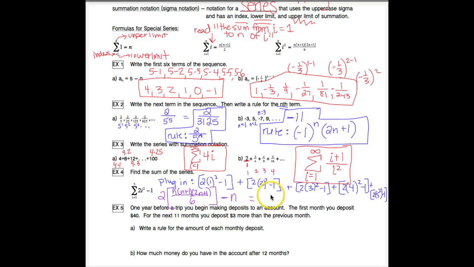So I plug in my upper limit, which is 5: 2 times 5 times 5 plus 1, which is 6, 2 times 5 is 10, plus 1 is 11, over 6, minus 5. So, order of operations, notice that the 6's are going to cancel each other out. So I've got 2 times 55 minus 5. So 2 times 55 is 110, minus 5 is 105, which is your answer.